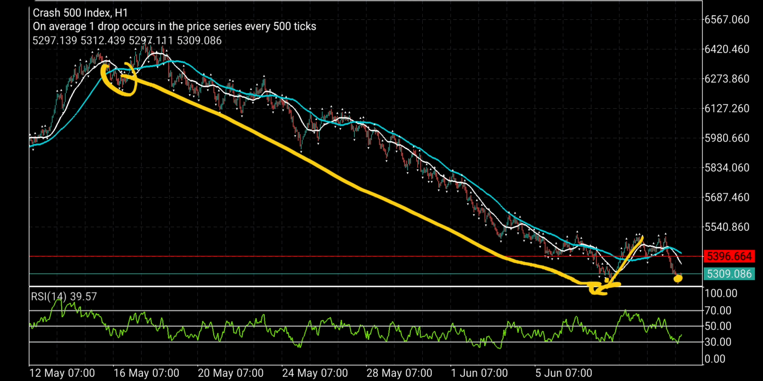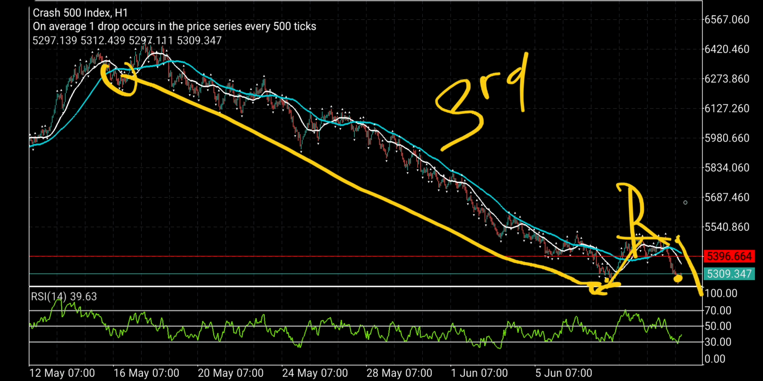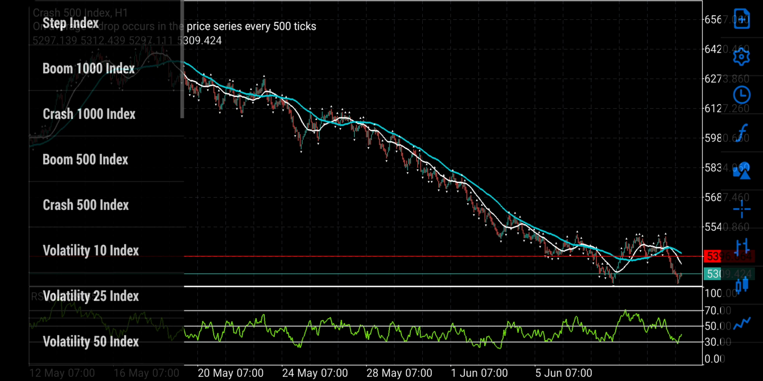So you might enter on the second touch and set your stop loss, or you wait for the third touch. It's always better on the third touch. You wait for the third touch, then you enter the market for a buy, because it's going to pull up into this new area of resistance that it is building. Once it pulls up into the region and comes back again, then you buy it. That's going to be a buy for me. So that's what I'm seeing in the Crash 500.